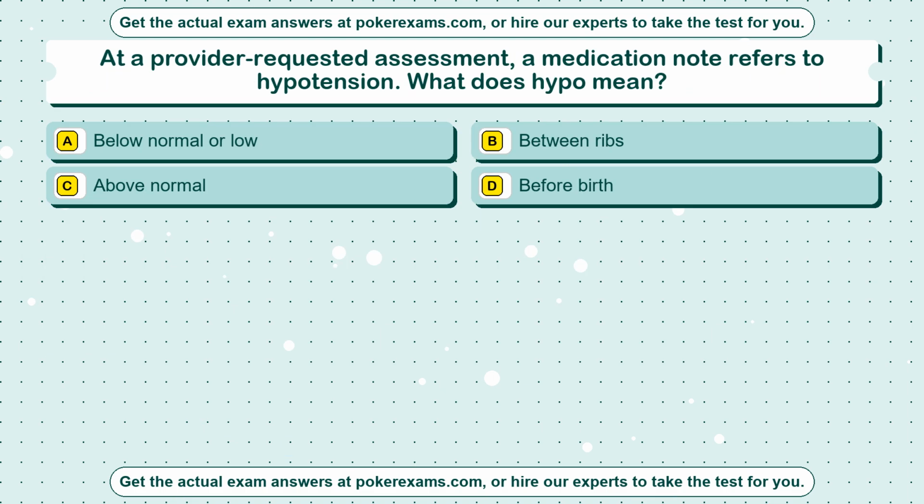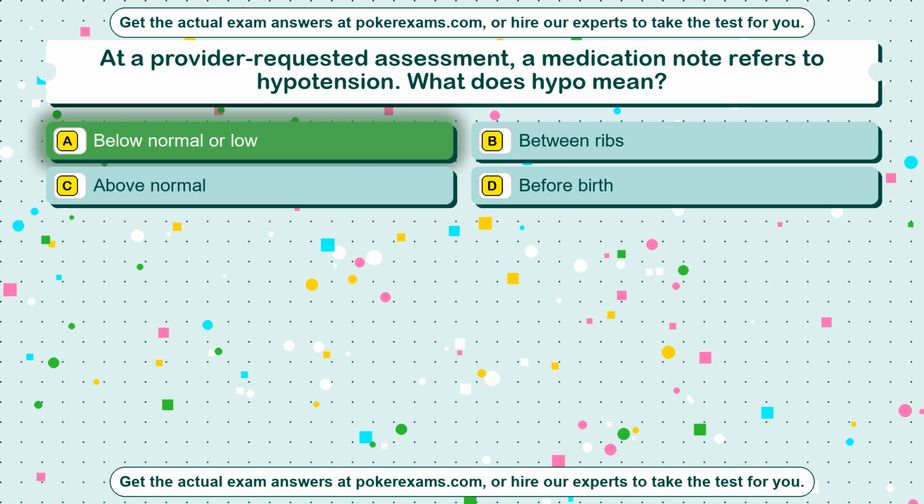Question 22. At a provider-requested assessment, a medication note refers to hypotension. What does hypo mean? Option A, below normal or low. Option B, between ribs. Option C, above normal. Option D, before birth. The correct answer is option A, below normal or low.